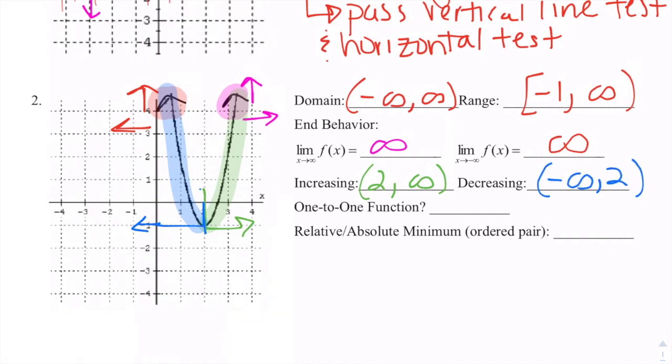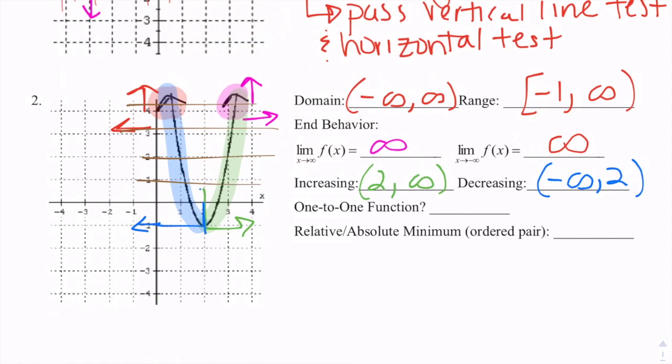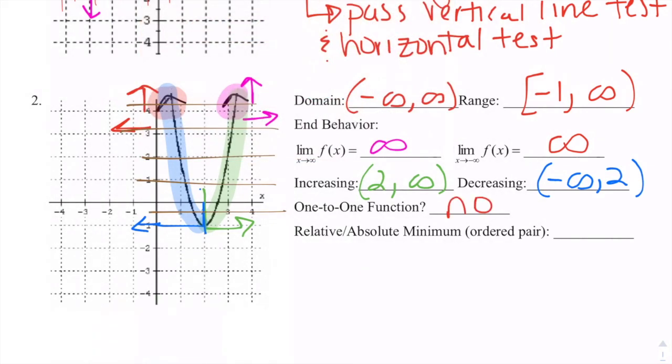And so now, is this a one-to-one function? Well, if you look, this actually will not pass the horizontal line test, and so that tells us that no, this is not a one-to-one function.